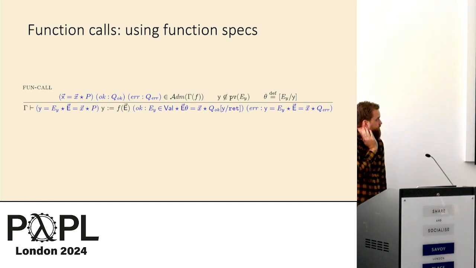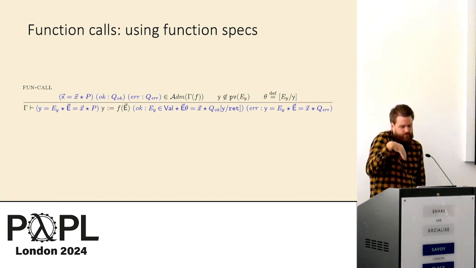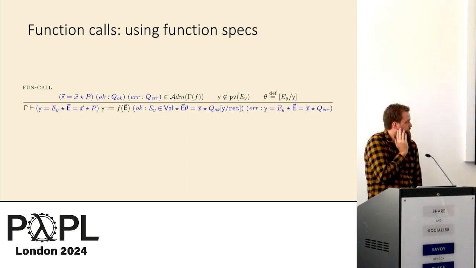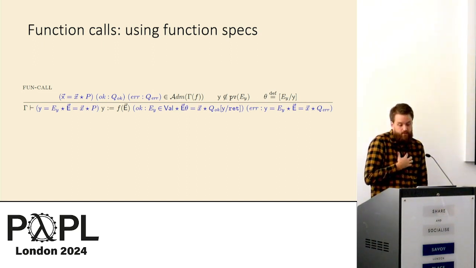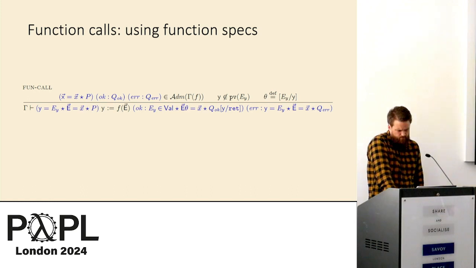Whereas the function call rule, when you actually use the specs that you establish, is looking pretty much the same. You just have to be a little careful with the program variables here again to not lose information. But this is right, this kind of looks like the separation logic function call rule.